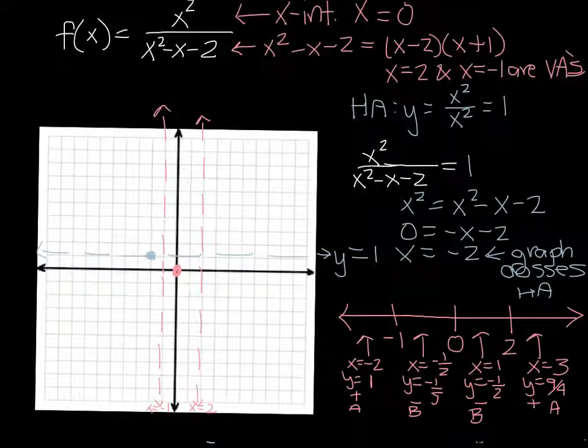Again, these give us some nice points that we can go ahead and plot. For example, -2 we know is 1, which we actually already figured out because that's where it crosses the horizontal asymptote. When x is equal to -1/2, y is going to be -1/5. So we can go ahead and put a tiny little dot there as best we can. When x is 1, y is going to be -1/2. And then when x is 3, 9/4, which is about 2 1/4.